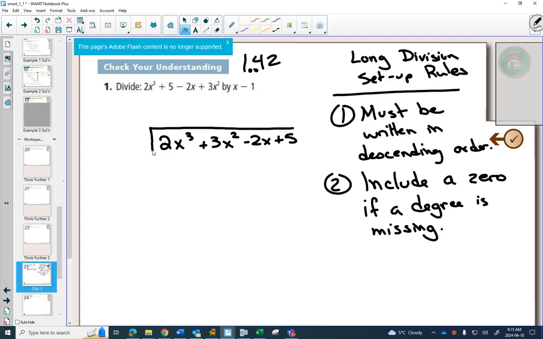But first, it's written in descending order. So I have my x cubed first, then x squared, then x, then 5. Now I can divide by x minus 1. And I'm going to give you a 30-second head start. We've done some. See how well you've learned from the first two examples. You're going to try it on your own. See if you make no mental math errors. And in 30 seconds, I'll do it, and you can check how you did.